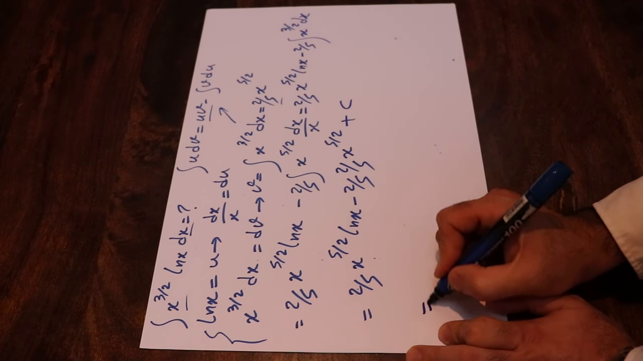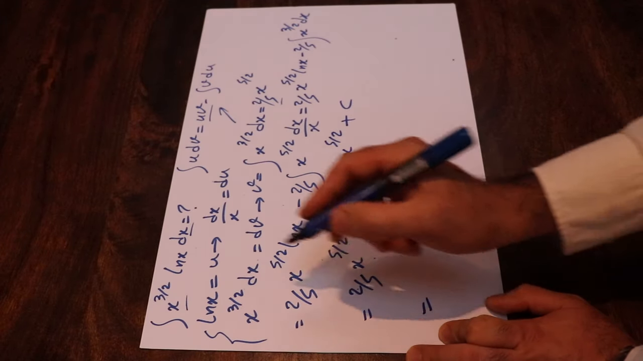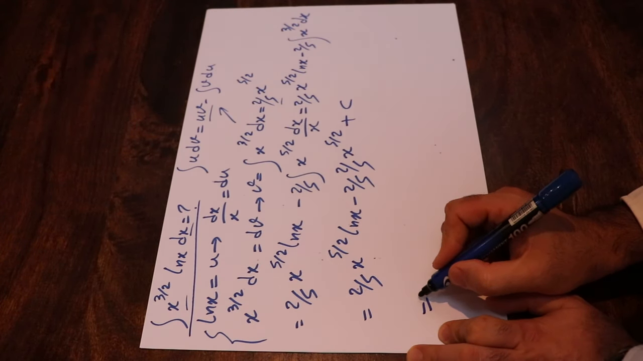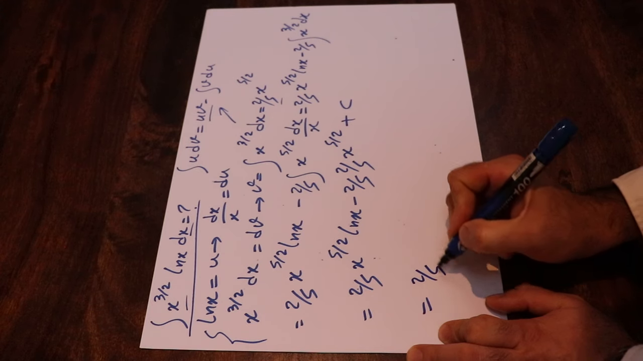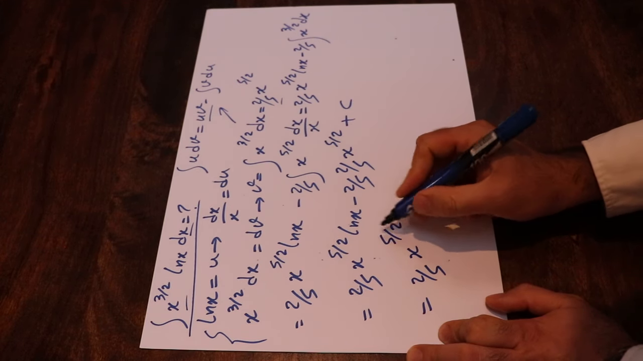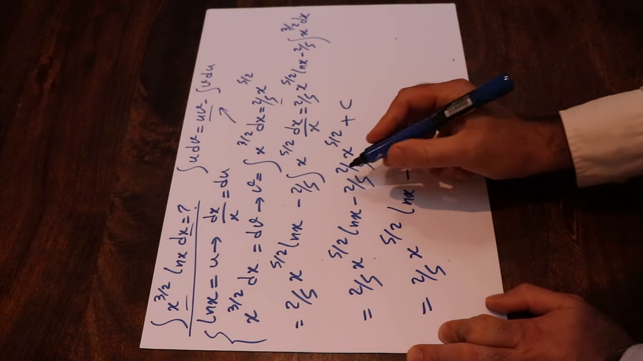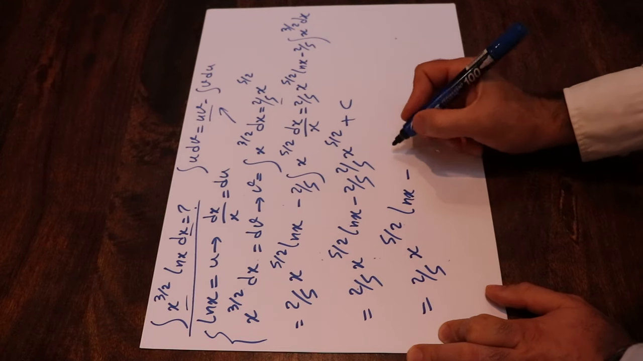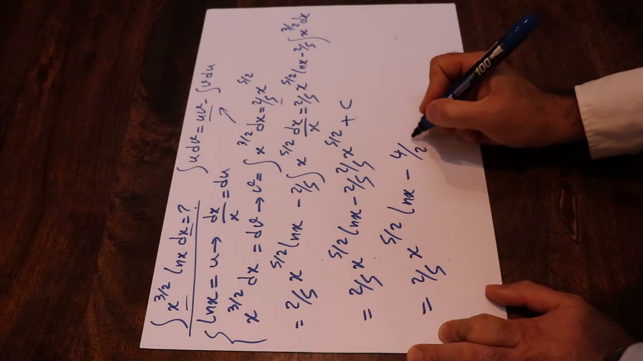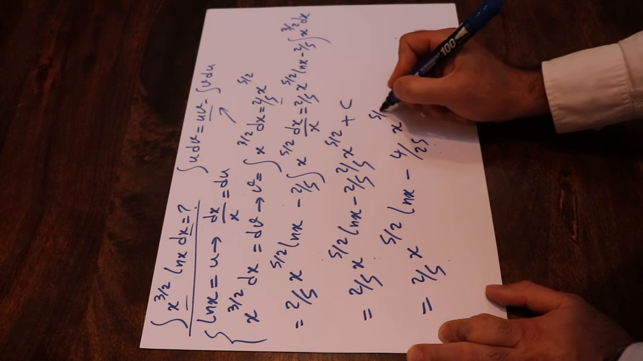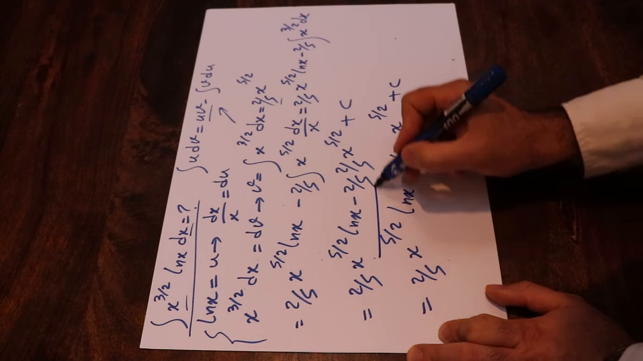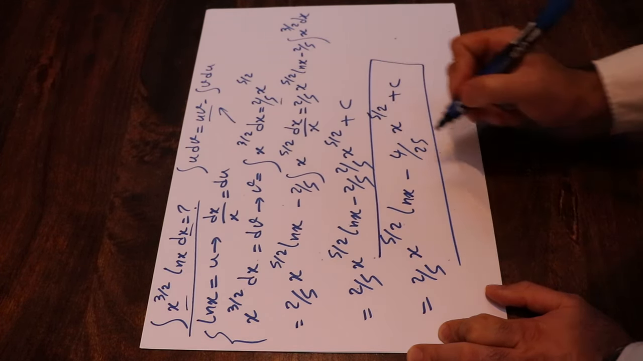Therefore this integral will be equal to 2/5 x^(5/2) times ln x minus 2/5 times 2/5, which is 4/25, x^(5/2) plus c. And that is the solution to this integral.